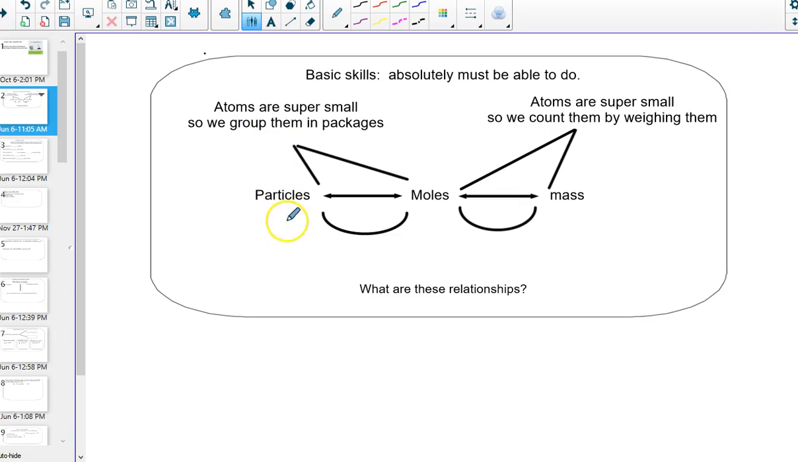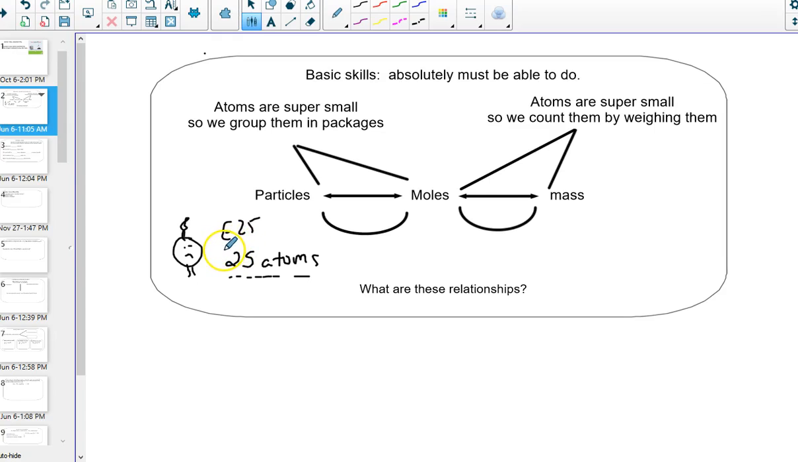So atoms are super small, and with that being said, it's somewhat difficult for us as human beings to deal with individual particles. Anytime we're doing a chemical worksheet where we're looking at, let's say, 25 atoms, this just isn't on our daily life scale. It just isn't possible, right? Every breath is something like 10 to the 25th particles. It's just so many particles.